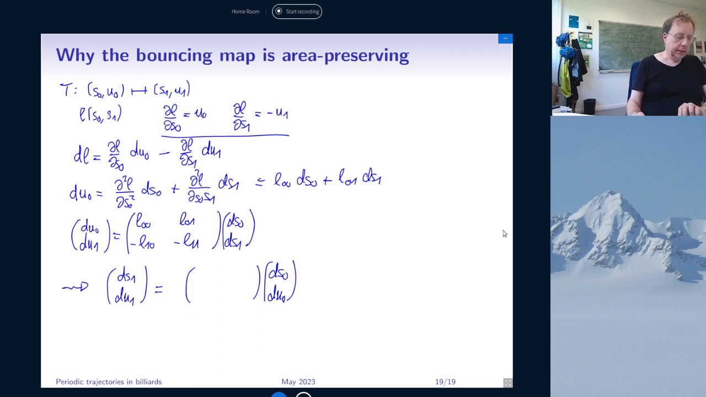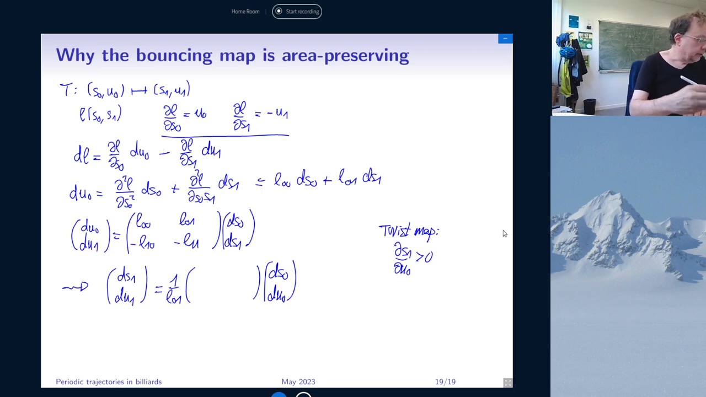Okay, and if you do that, you get something like this. So I have 1 over L01. And by the way, I can divide by L01 because of this twist map property. So remember, this twist map property told me that ds1 over du0 is positive. And this quantity is exactly my L01.